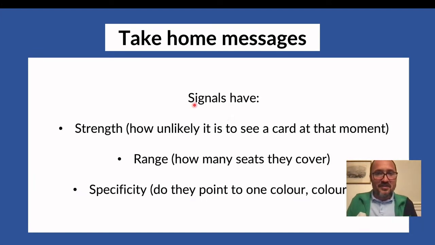Right. Another one: signals have strength. So how unlikely is it to see the card at this particular moment, and strength can vary, of course. I mean, seeing a card that wheels 50% of the time, wheeling is not something we will be surprised by, but seeing a heated debate at pick 6 when we know that it happens under 20% of the time is strong information. There's the range, so how many seats do they cover, and you have to think that there are two parts to that story. In pick 6 it covers 5 seats, but it doesn't cover them equally.